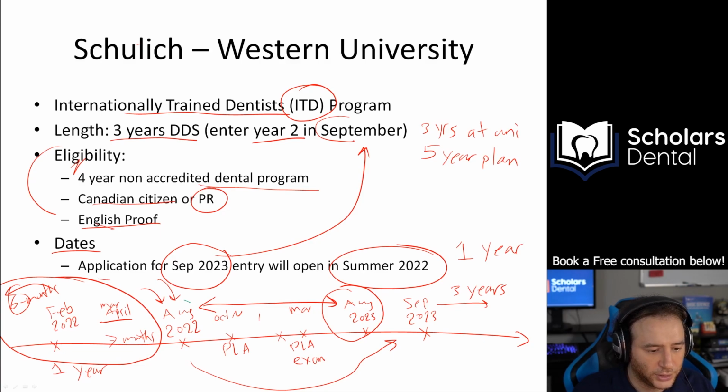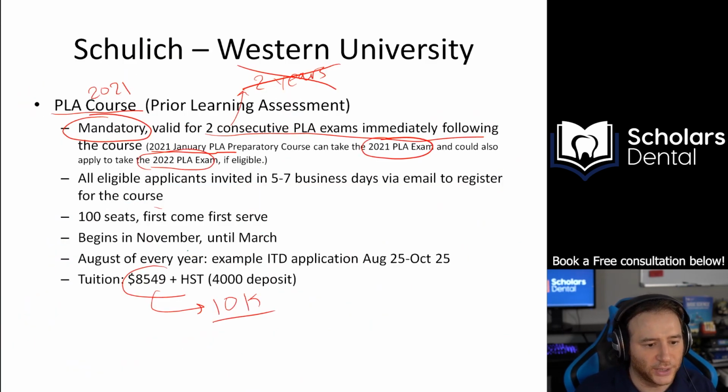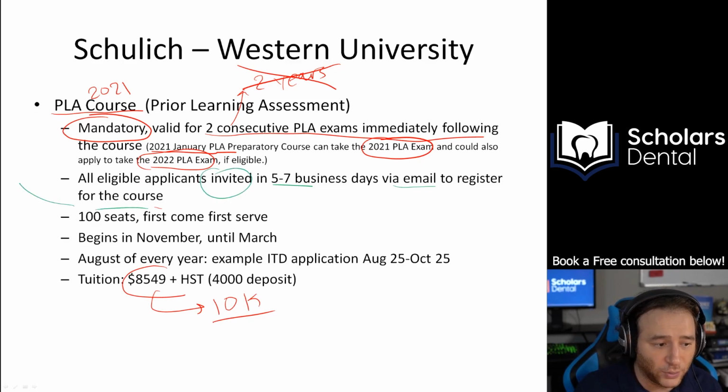So here is the application. Within a few days, right here it says within 5 to 7 business days via email to register for the course. So via email, they'll check everybody that applied, see if you're eligible, and then they'll send you an invitation. They'll invite you to register for the PLA course.